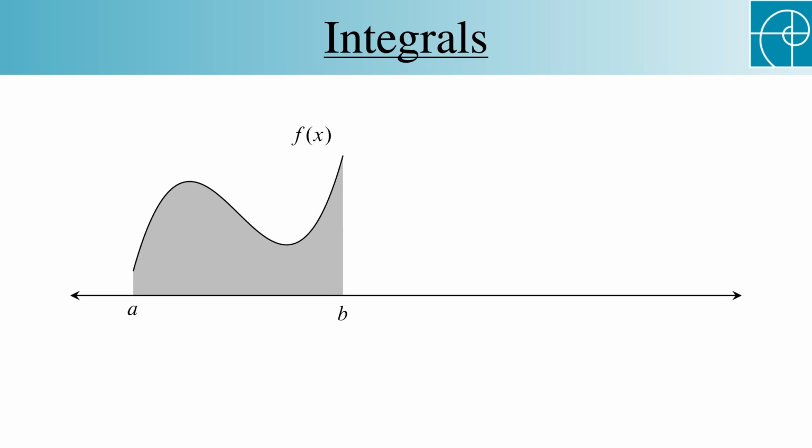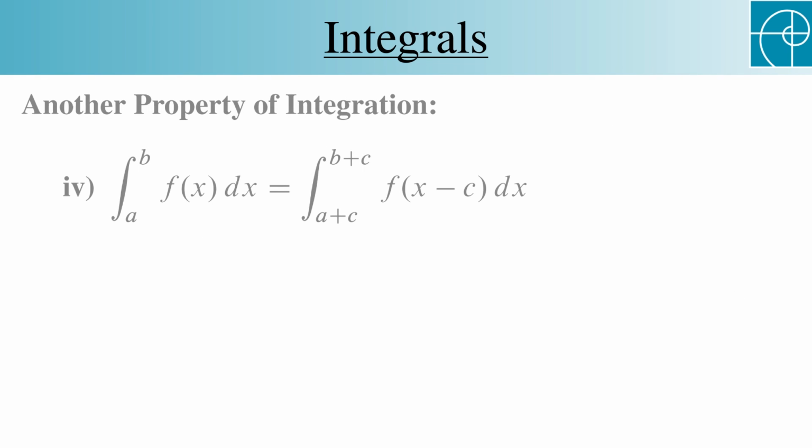Consider this region. If we shift the entire thing horizontally by c, then the area hasn't changed. The new interval goes from a plus c to b plus c, and remember that to shift a function to the right by c, we subtract c from the argument of the function. This means that the integral from a to b of f of x dx is equal to the integral from a plus c to b plus c of f of x minus c dx. We saw something similar when we manipulated the indexing of a Riemann sum to make it easier to determine. This property says simply that areas are unchanged by shifting.